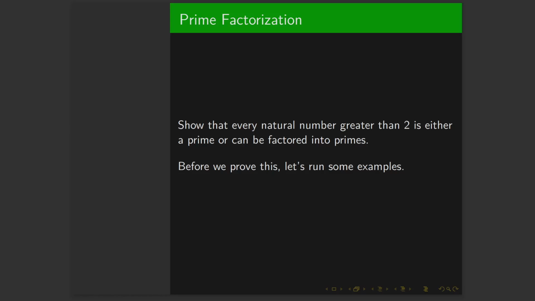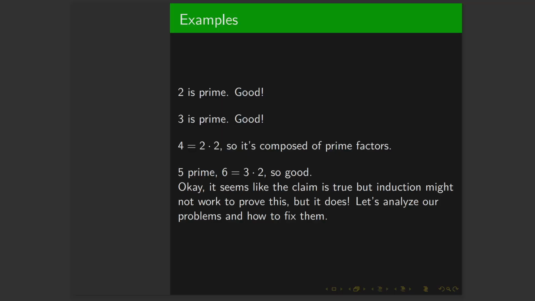So the first thing we're going to show is prime factorization. We're going to show that every number greater than 2 is either a prime or can be factored into primes. And before we prove this, let's actually just run some examples. 2 is a prime, so no problems there. 3 is prime, good. But 4 is 2 times 2, so it's composed of prime factors, that's fine, right? 5 is prime and 6 is 3 times 2. That's 2 primes. That's fine. And maybe if you keep going on, you'll notice, hey, this seems like something that's true, but how can you use induction to make this work?